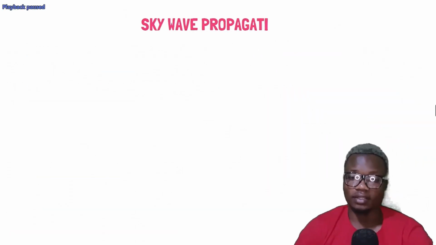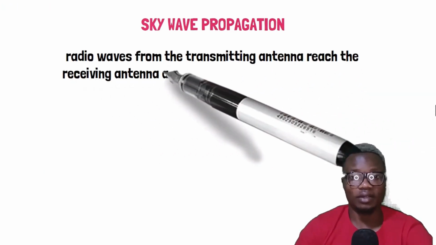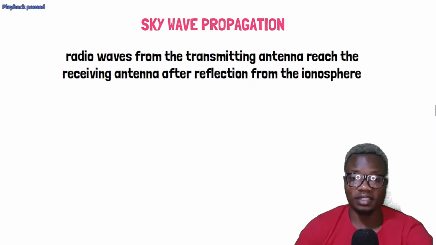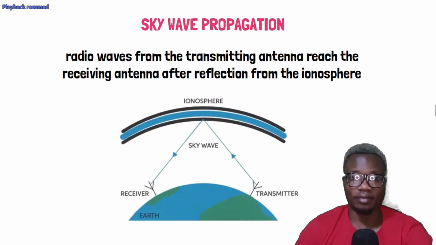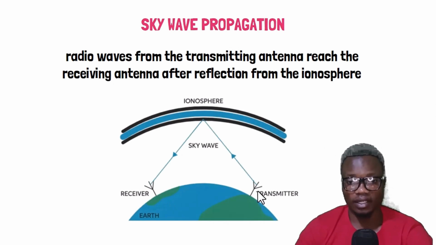Let us now see skywave propagation. This means that radio waves from the transmitting antenna reach the receiving antenna after being reflected by the ionosphere. We have a transmitter and a receiver. Information from the transmitter, before reaching the receiver, first reaches the ionosphere and is reflected to the receiver. In this diagram, you can see the information coming from the transmitter is sent to the ionosphere, then reflected back to the receiver. This is called skywave propagation.